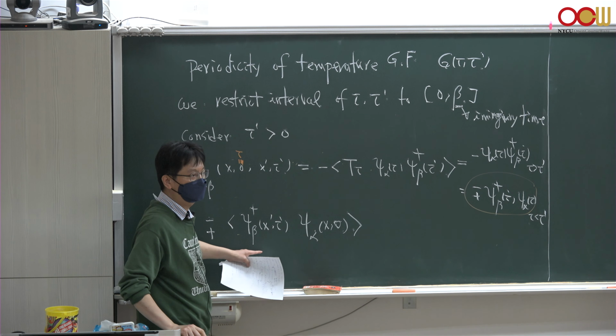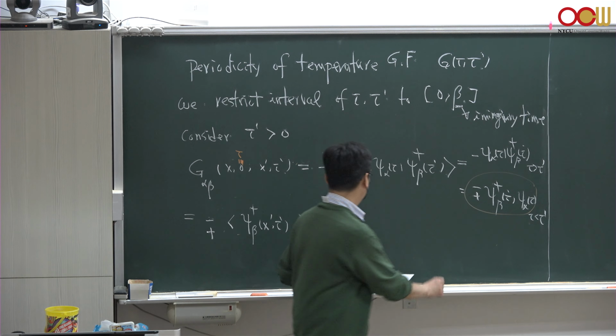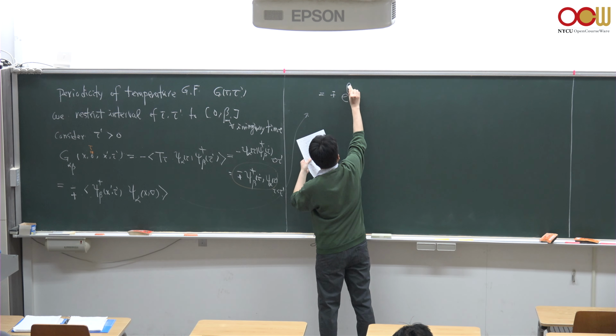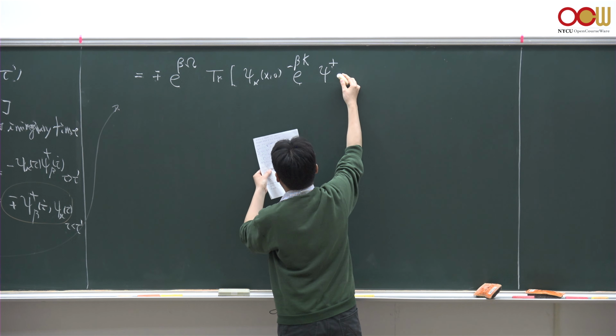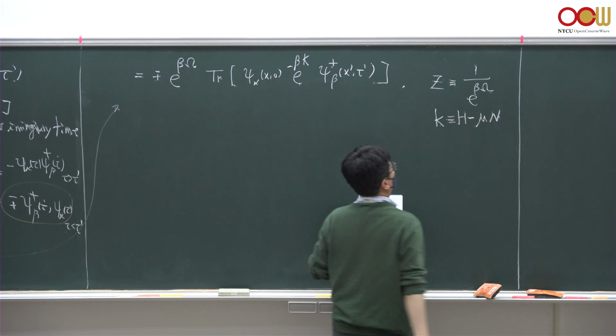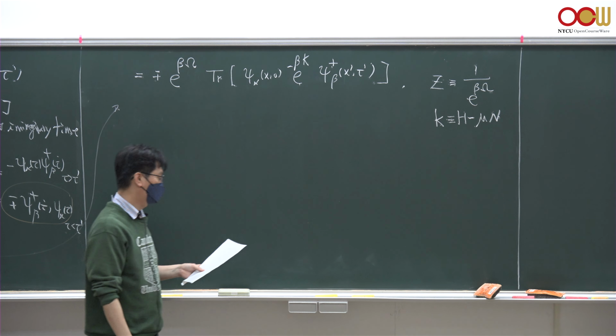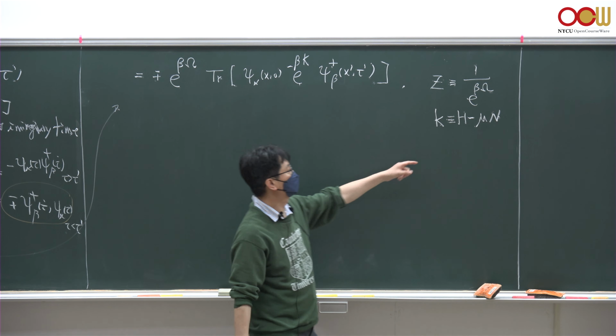So let's just plug in this definition of this thermal averaging here, which is e to the beta chemical potential capital omega, and trace. So Z is actually this, and K. If we consider the grand canonical ensemble, you need to include this chemical potential term, so the Hamiltonian is actually shifted by minus mu times N, where N is the number of your particles.